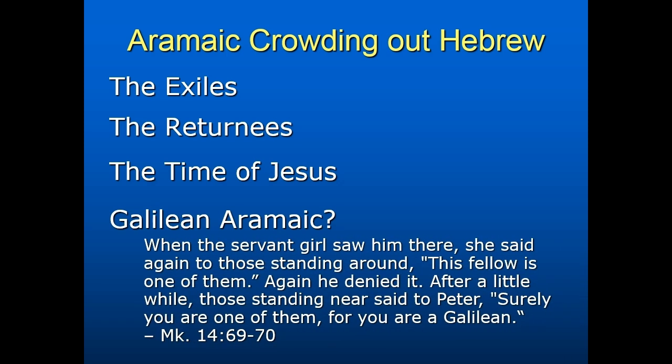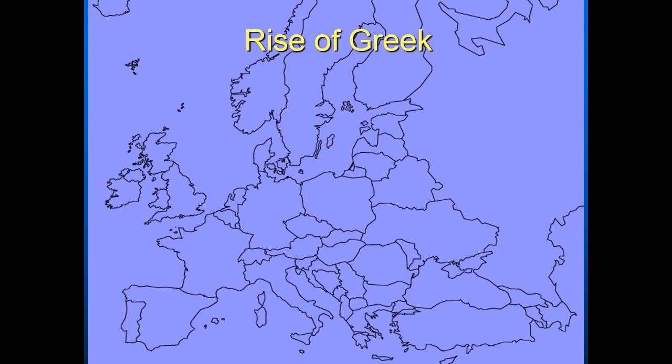When the servant girl saw him there, she said again to those standing around, "This fellow is one of them." Again he denied it. After a little while, those standing near said to Peter, "Surely you are one of them, for you're a Galilean." Mark 14:69 and 70. Apparently, Peter's Aramaic had a Galilean twang to it. But the New Testament, as we all know, was written in Greek.